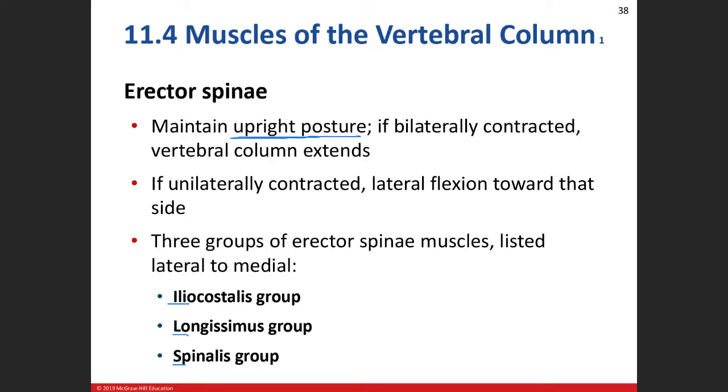So if you bend over and go to straighten up, when they contract, they will extend the vertebral column. If you lean to one side, lateral flexion, you will contract just one of the erector spinae muscle groups on that ipsilateral side.